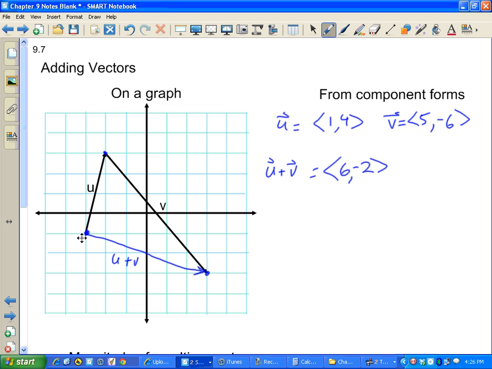Okay, and I can check that on my graph. Am I going over 6? 1, 2, 3, 4, 5, 6. Am I going down 2? 1, 2? Yes. So this would be your sum.